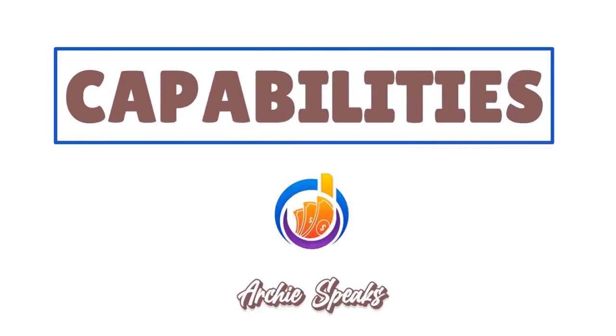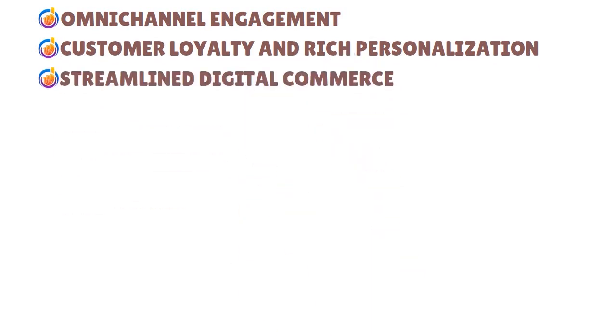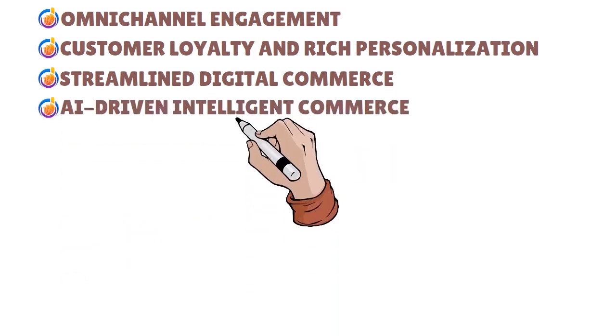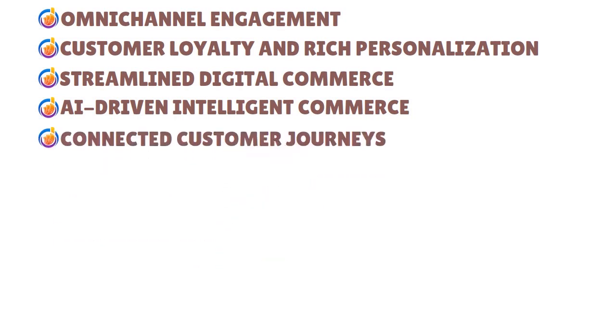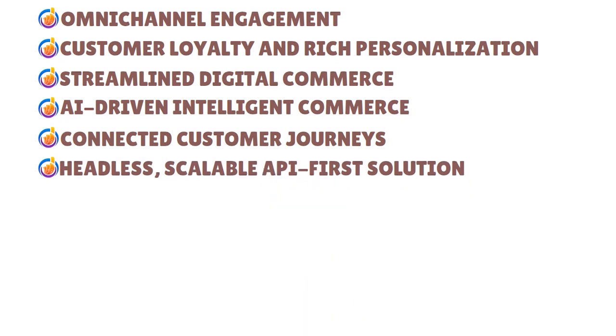What are the capabilities here? When you think about Microsoft Dynamics 365 Commerce, you have capabilities such as omni-channel engagement, you have customer loyalty and rich personalization, so that's kind of cool. You have streamlined digital commerce. You have AI-driven intelligent commerce, so that's kind of cool from a scalability point of view. We love that. I mean, with ChatGPT nowadays, you have a lot of possibilities. You have connected customer journeys, and you also have a headless, scalable, API-first solution.